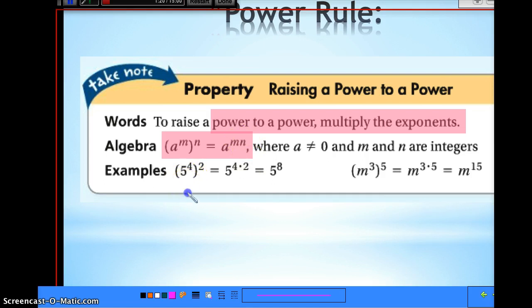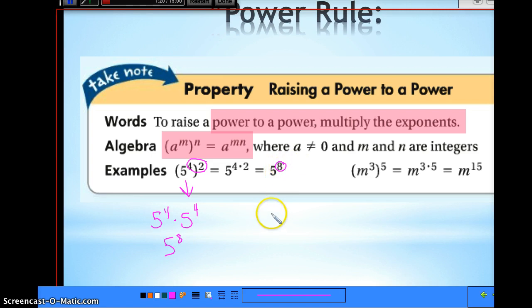Think about it. If I was to work it out the long way, 5 to the 4th squared would be 5 to the 4th times 5 to the 4th. You learned that when you multiplied, you added the exponents. Or you can use the power rule and know that 4 times 2 is 8.